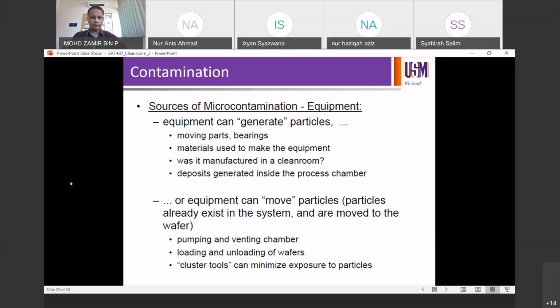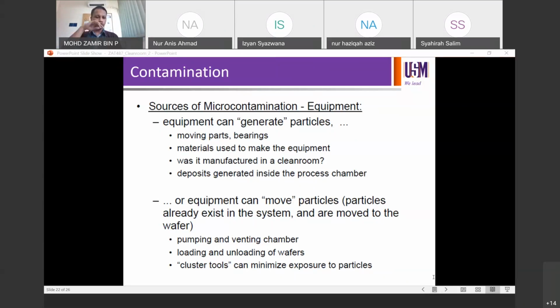Equipment can also generate particles. So we have moving parts in equipment, bearings, and the materials used to make the equipment determine the contamination level as well. Whether or not it's manufactured in a clean room, and deposits generated inside the chamber. As you run the process, you will normally have deposits or residue of the materials build up in the chamber. So that's why we need PM.